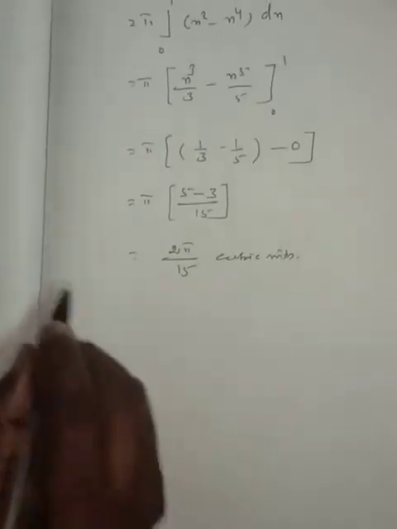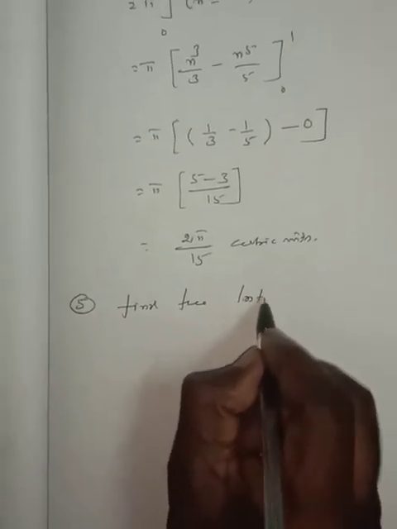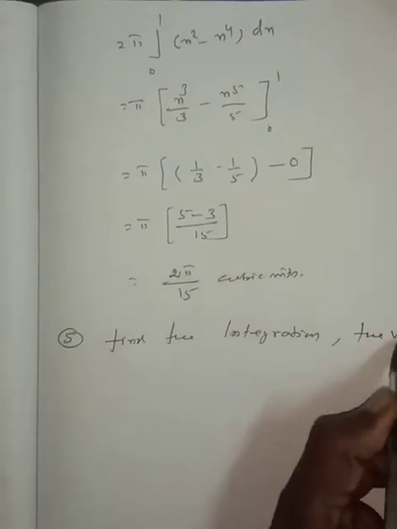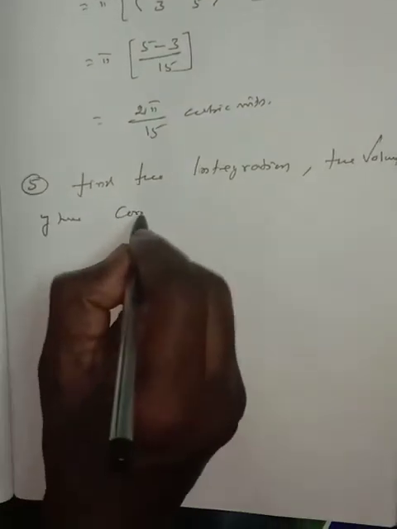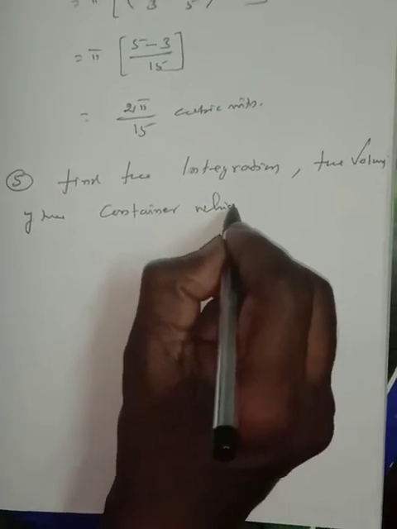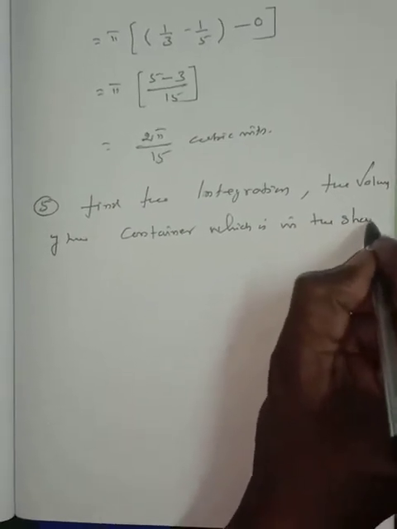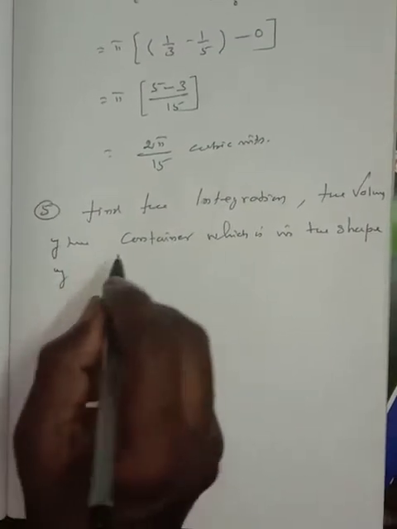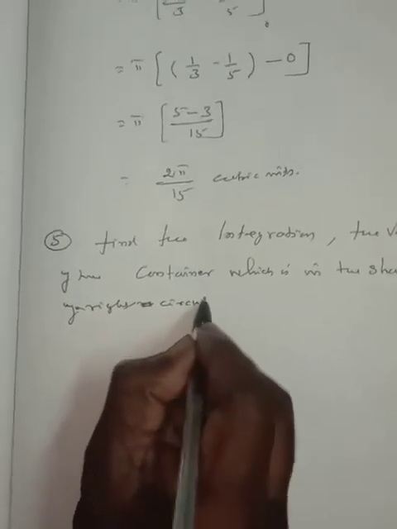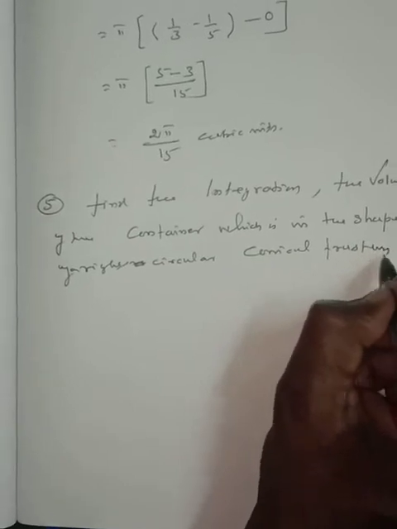Next, question number 5. Find the integration, the volume of the container, which is 1 meter, which is in the shape of a right circular conical piston, as shown in the figure.